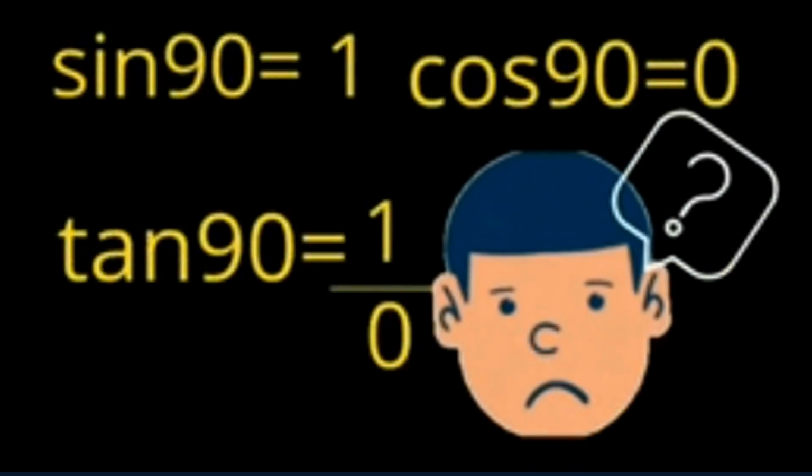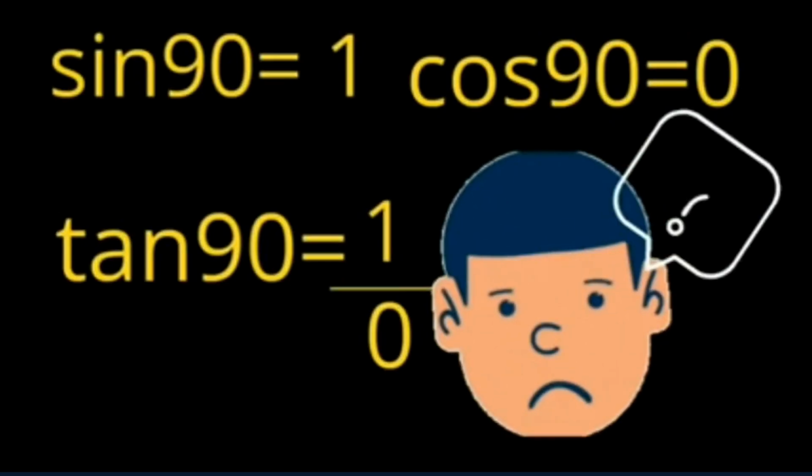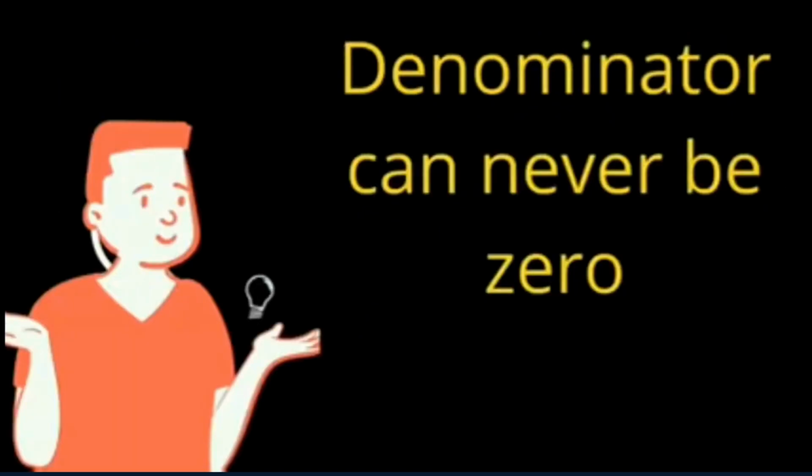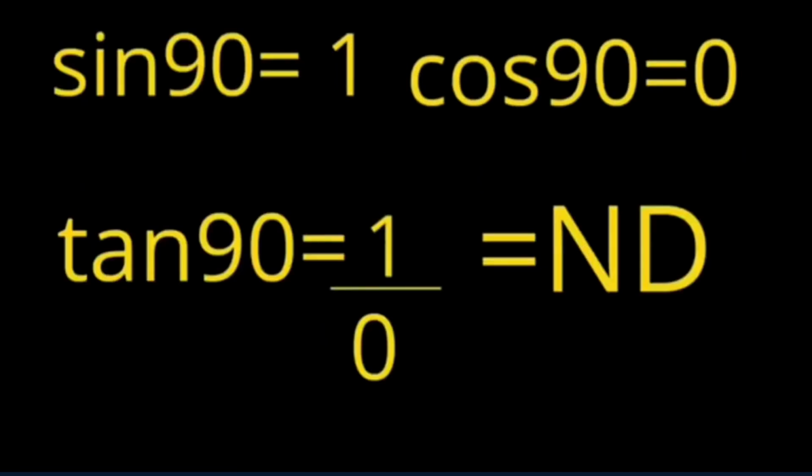Sin 90 is 1. Cos 90 is 0. Tan 90 will be 1 upon 0. But the denominator is 0, and we know the denominator can never be 0. So tan 90, that is 1 upon 0, cannot be defined. This value is known as not defined. Tan 90 is not defined.